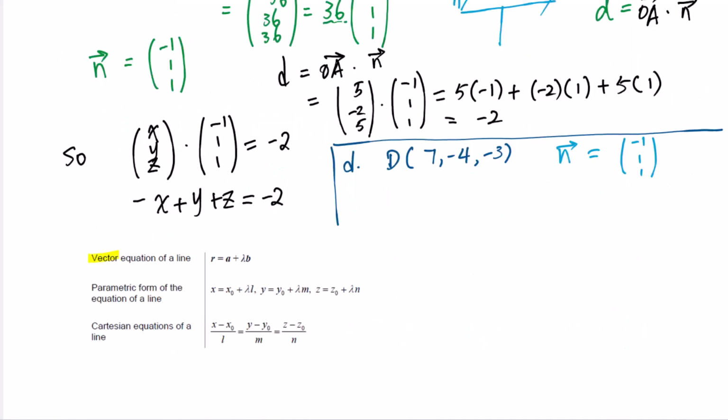Here is the vector equation of a line: r equals a plus lambda b. a is a position vector. So r equals position vector (7, -4, -3) plus lambda, direction vector (-1, 1, 1). This is the vector equation of line L.